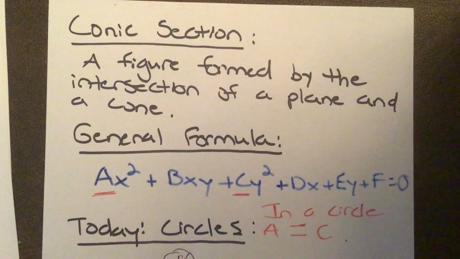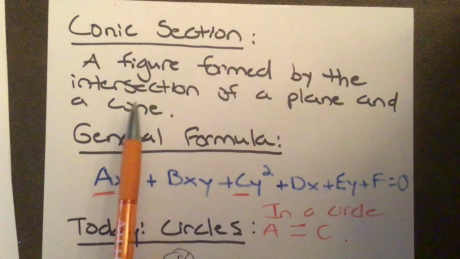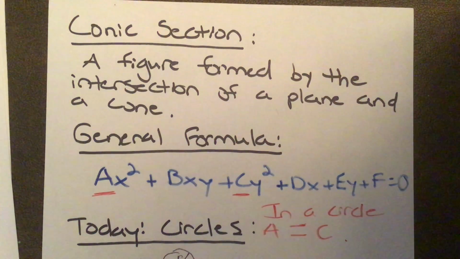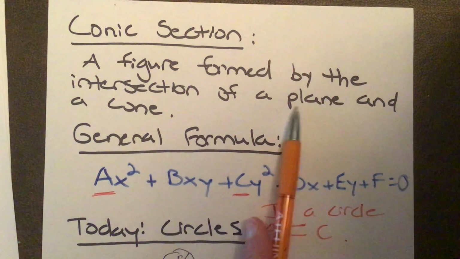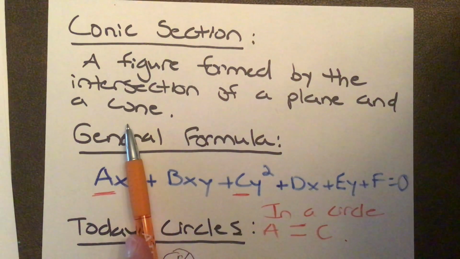Hey guys, so our next set of lesson videos are going to deal with what we call conic sections. Hopefully you had a chance to watch the little intro video that showed you how the different conic sections are formed. A conic section, as the video showed you, is a figure formed by the intersection of a plane and a cone. Depending on how that plane slices that cone determines what conic section is going to be formed.